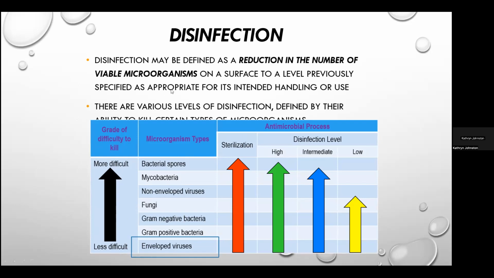So you can see that there is low-level disinfection, and it covers enveloped viruses, it covers gram-positive, gram-negative bacteria, and fungi. And then intermediate level includes those, but also we'll pick up then the non-enveloped viruses and the mycobacteria. And then your high-level disinfectants will hit a small portion of bacterial spores, but for the most part, relatively similar to what you get with intermediate level. And then obviously sterilization covers bacterial spores as well.